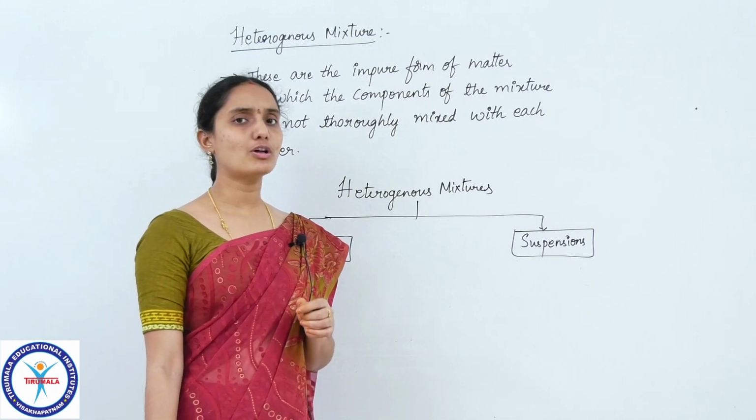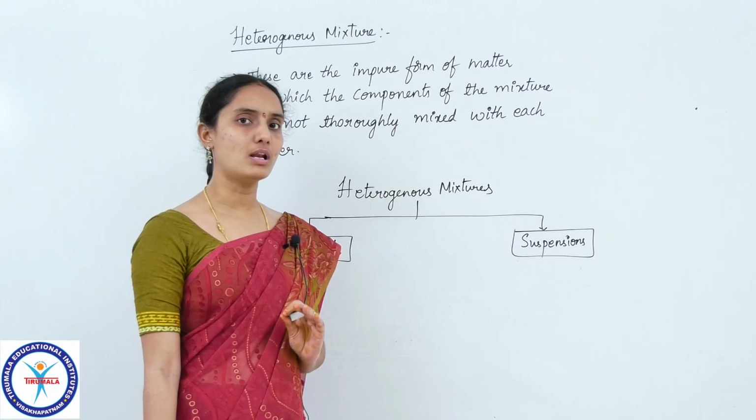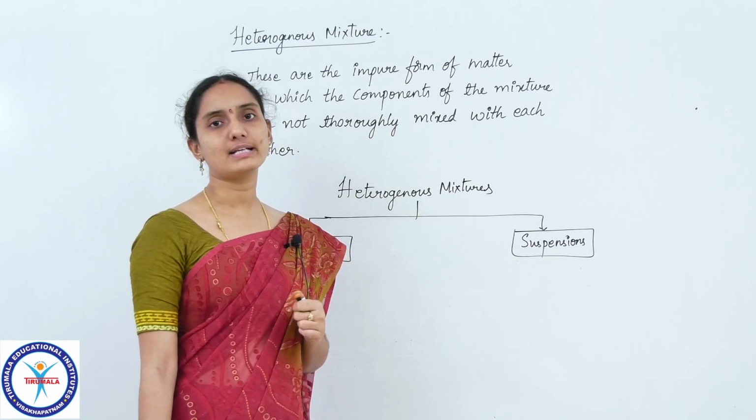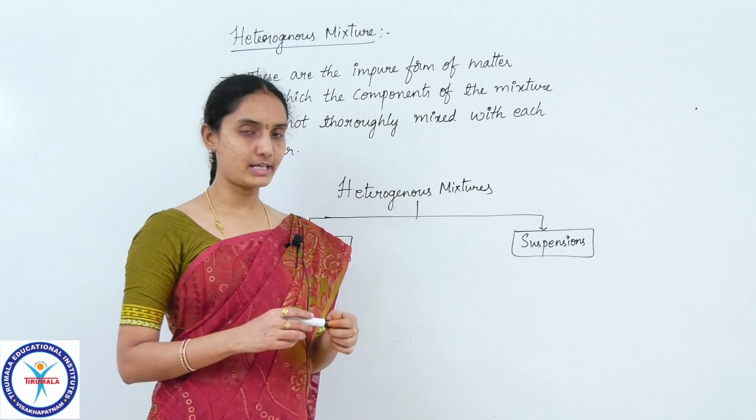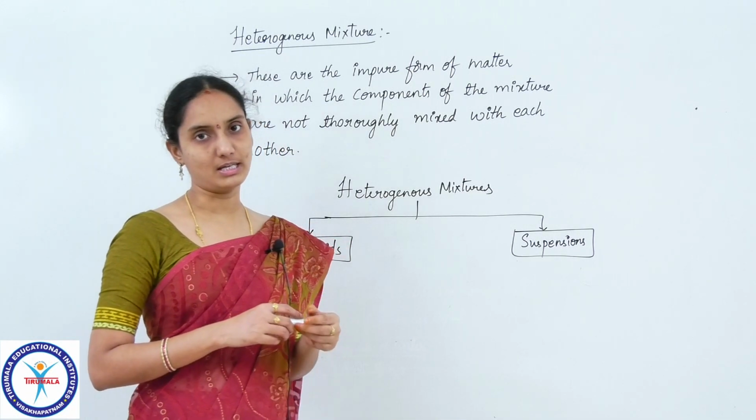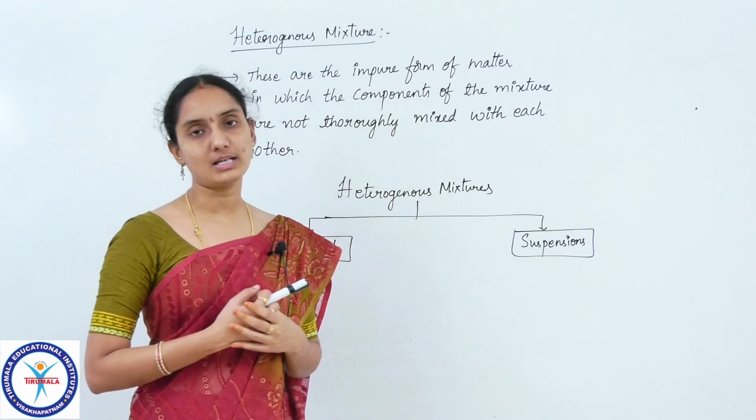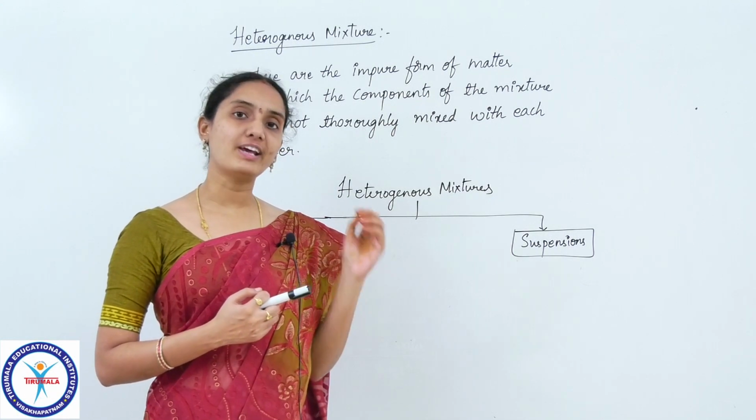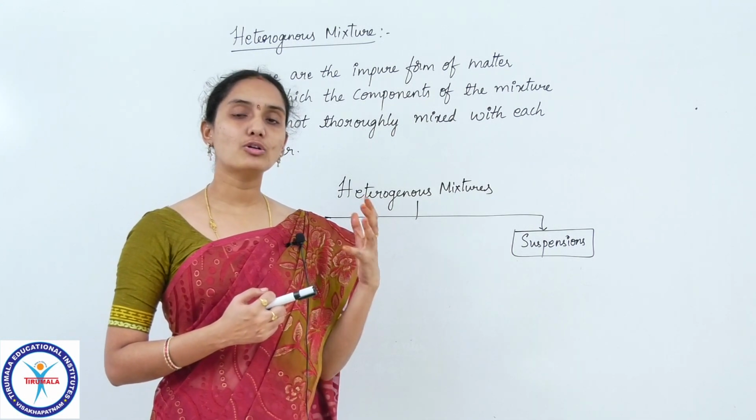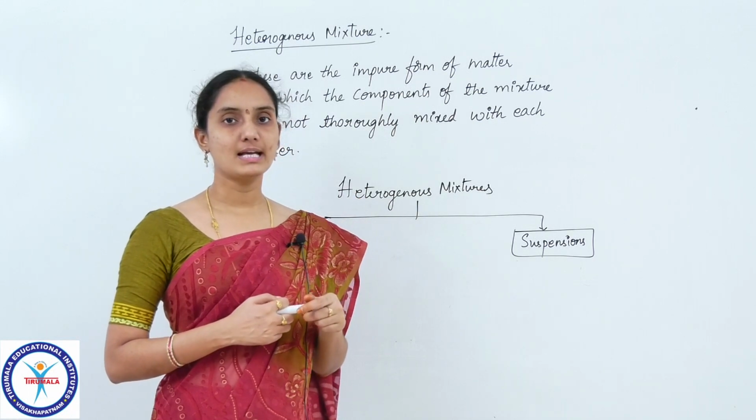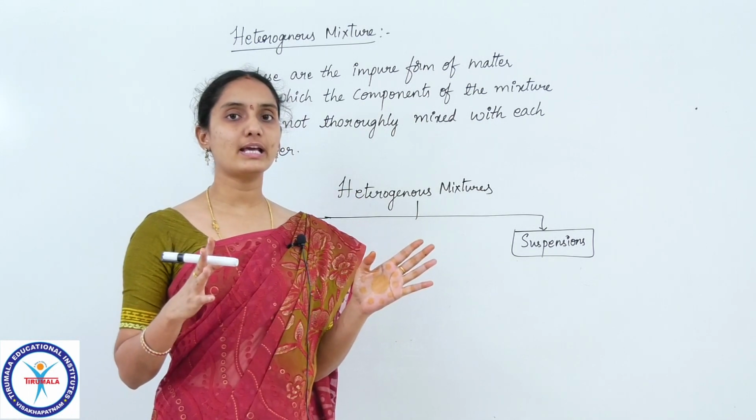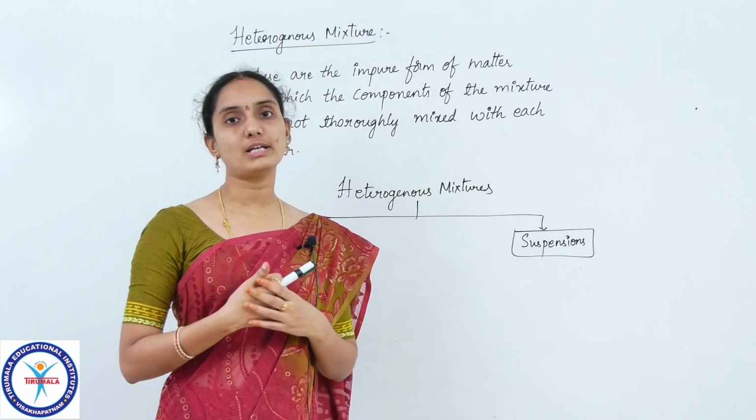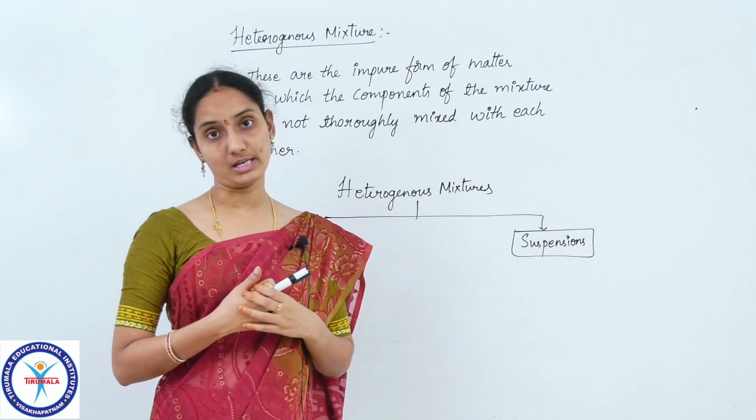If the size of the solute particles is too small to be visible to our naked eyes, they appear to be homogeneous, but actually they are heterogeneous. So such type of heterogeneous mixtures where the solute particles are very minute to be seen with our naked eyes, and that solution entirely seems to be homogeneous, but it is actually heterogeneous.